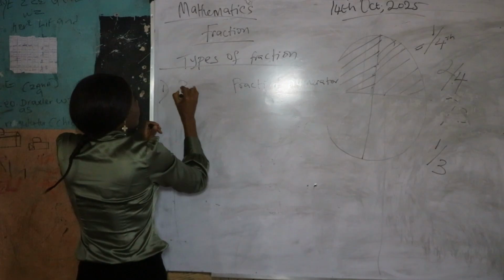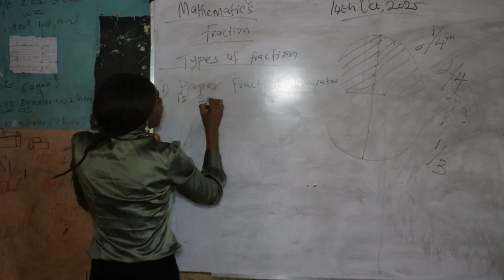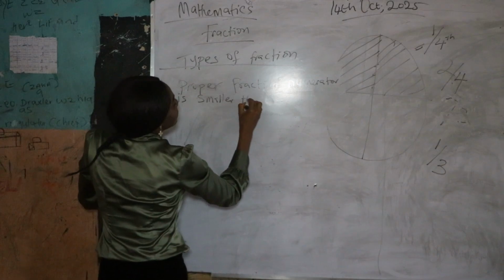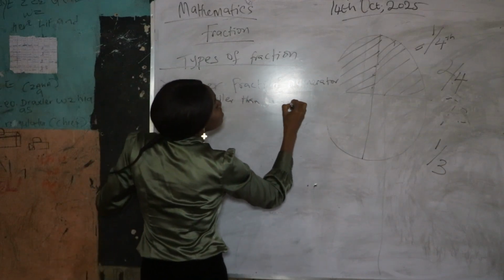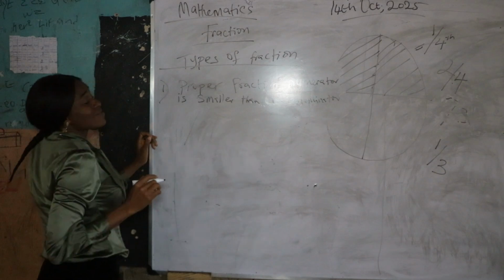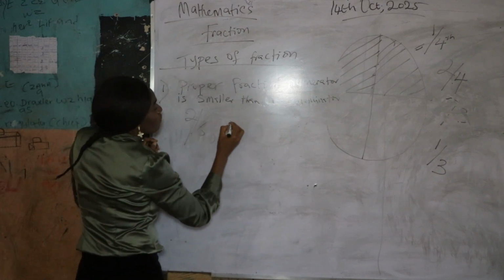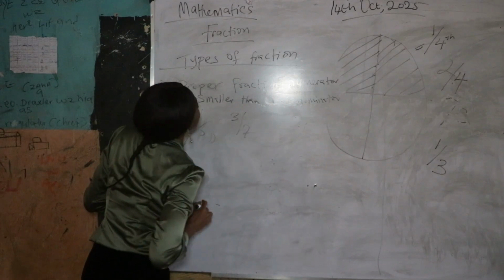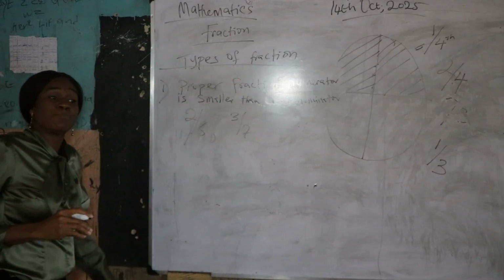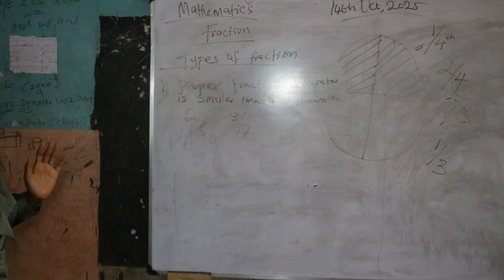Number 1 is proper fraction. Sorry, I made a mistake. Number 1 is proper fraction. The numerator is smaller than the denominator. So, for example, we have 2 over 5. We have 3 over 7. These are examples of proper fractions. The numerator is smaller than the denominator.